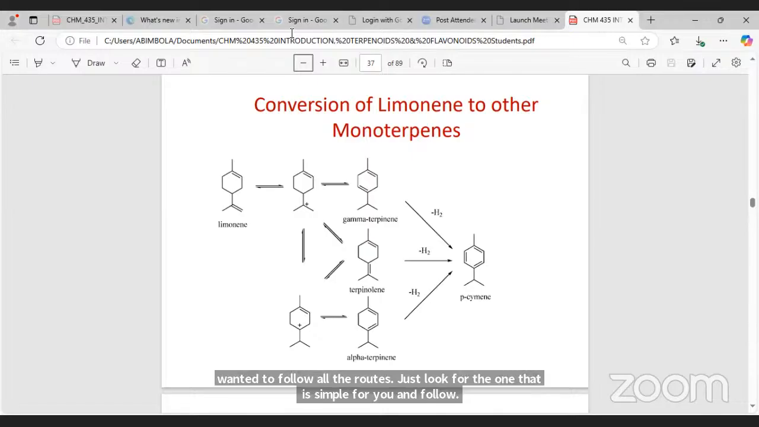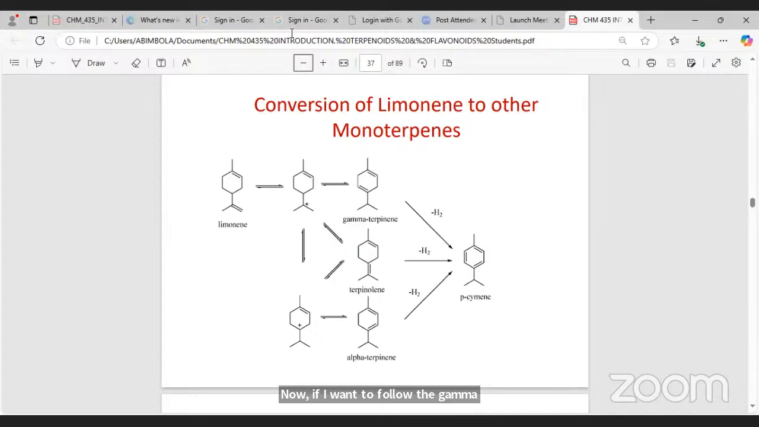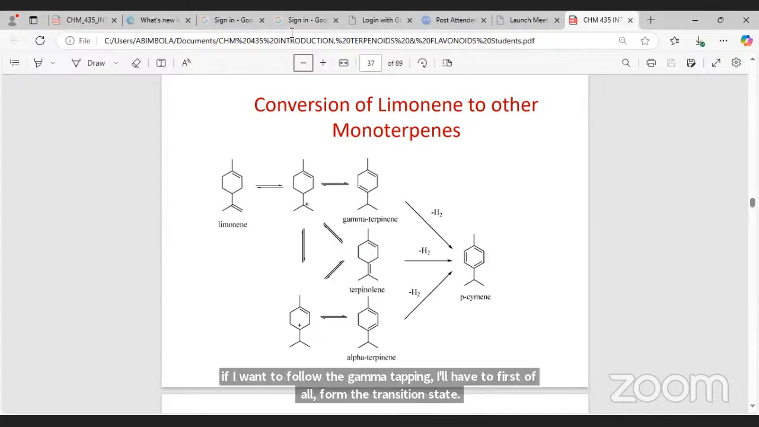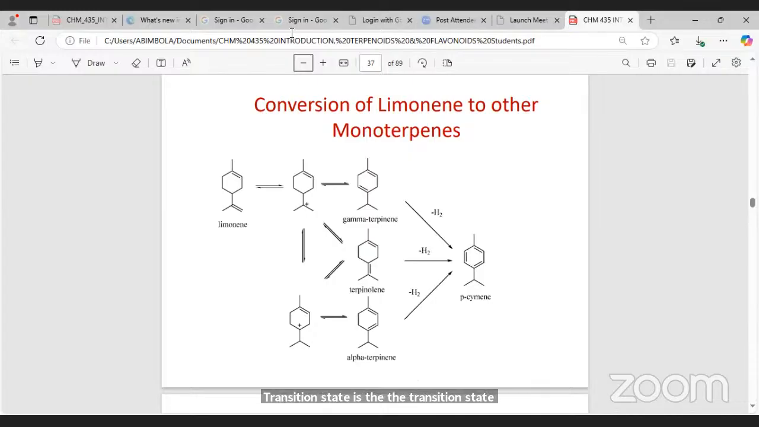Now, if I want to follow gamma-terpinene, I'll first of all have to form the transition state. The transition state is the intermediate before the gamma-terpinene. So when you get to your gamma-terpinene, you dehydrogenate to form your p-cymene. Now, the same transition state is what we are also going to employ in alpha-terpinene. But the difference is that my transition state is adjusting. That's why we call it alpha. This one is gamma, because of where this positive sign is located.